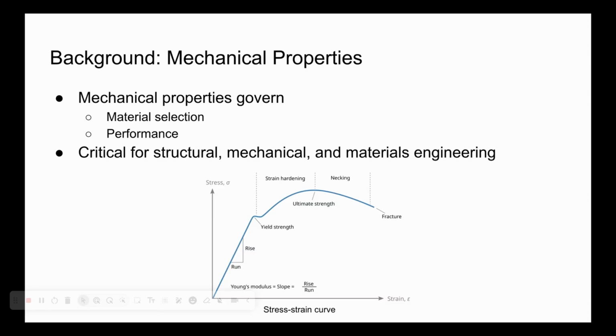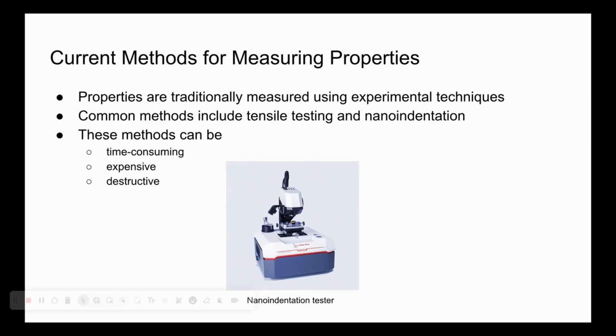Being able to determine these properties is critical for safe and efficient material selection. Traditionally, material properties are obtained through experimental testing techniques such as tensile testing and nano-indentation-based methods. While these approaches are accurate, they are often time-consuming, expensive, and destructive, particularly when evaluating large numbers of candidate materials. These limitations make large-scale material screening challenging and limit the speed at which material discovery can be advanced.